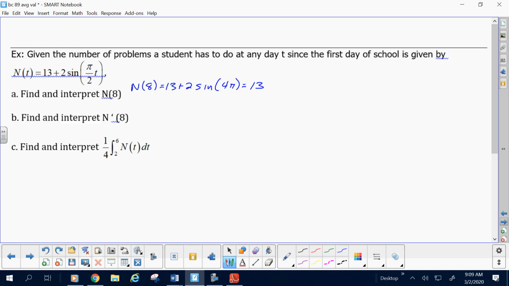Okay, so is your answer 13? Yes. All right, interpret your answer in the context of the problem. You could put the time first or later, I don't care. At time equal 8 days since the start of school. What else? What is 13? The student has 13 problems to do. Okay? Find and interpret N prime, please.